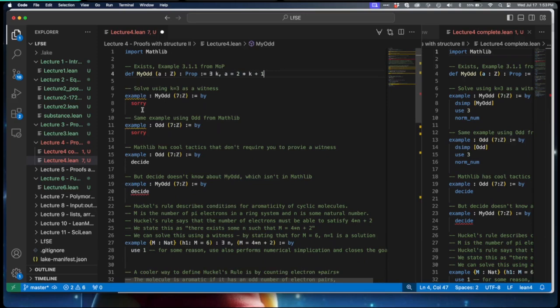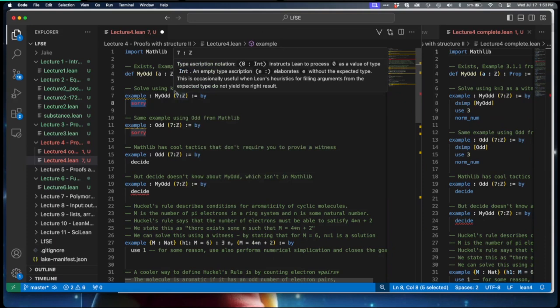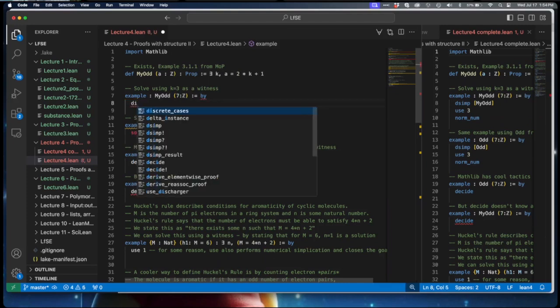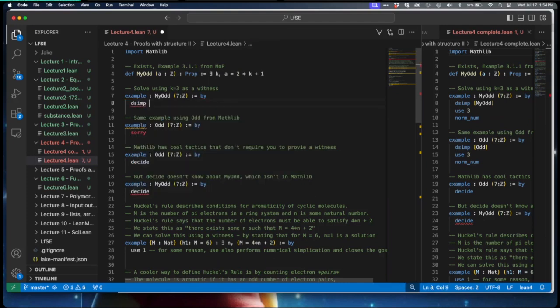Now, how do I use this definition in an example statement? We've always put the hypotheses and goal out here in front. We're going to say my goal, this proposition taking in a, so assigning the value of 7 to a, 7 being typed as an integer. I'm going to now prove that this proposition is true. And the first tactic we're going to be using is desimp my odd.